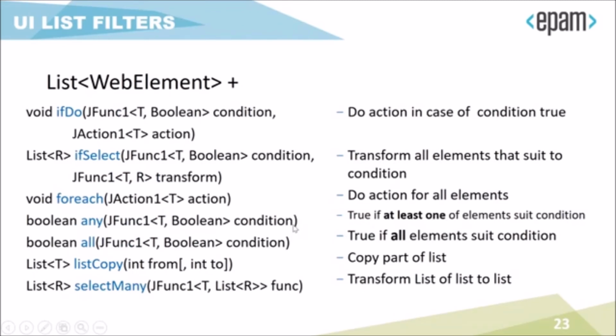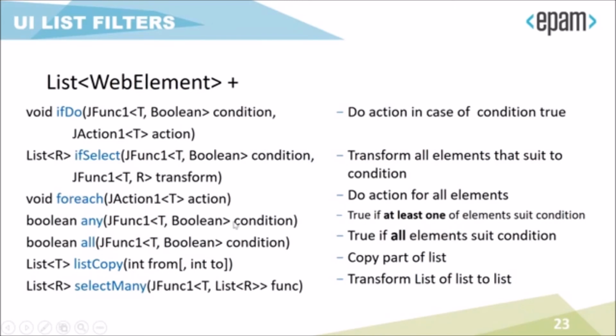Also, we have some additional actions like ifDo and ifSelect. For example, you can find all elements that meet some condition and do some actions with them, or transform them in some way and get the result of the transformed elements. For example, you have a list of, I don't know, numbers, and you want to get only positive numbers and multiply them by 2. You can do this using ifSelect.